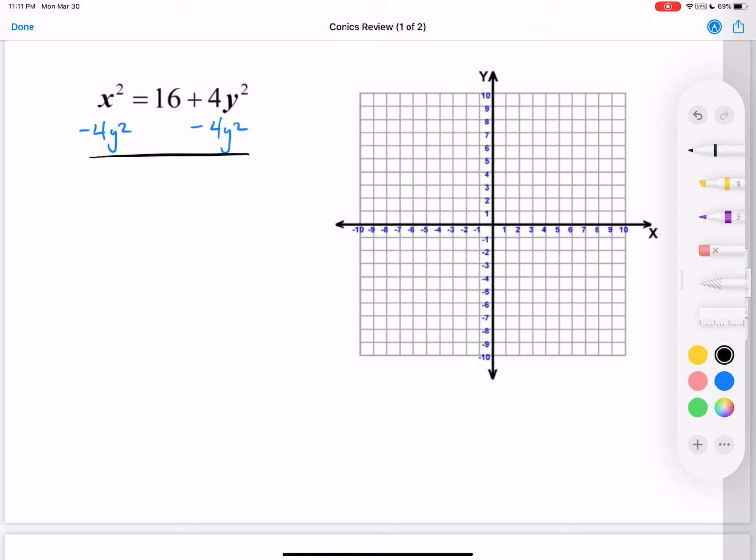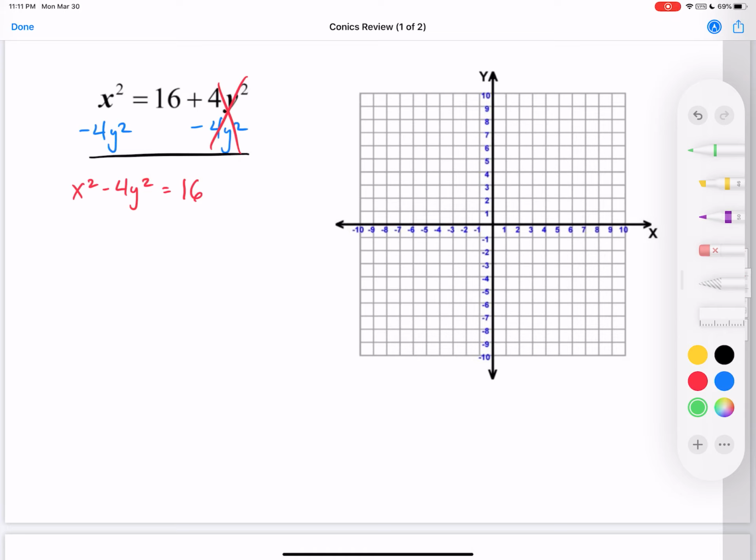Now the 4y squareds on the right will cancel each other out. And we now have x squared minus 4y squared is equal to 16. Now I already know it's not going to be a circle because a circle requires a plus sign and this has a minus sign. An ellipse also requires a plus sign, and again this is a minus sign. So this is a big clue telling me that it's going to be a hyperbola.